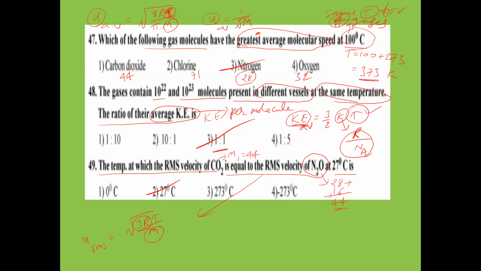That's why, if N2O is taken at 27 degrees Celsius, that is 300 Kelvin, then CO2 also must be at the same temperature. Then molecular masses will be the same, and temperatures will be the same for CO2 and N2O. When molecular mass and temperature are both the same for two gases, they will have the same RMS velocity. That's why N2O is taken at 27 degrees Celsius and CO2 also should be taken at 27 degrees Celsius, because these two gases have the same molecular mass. That point we have to understand.